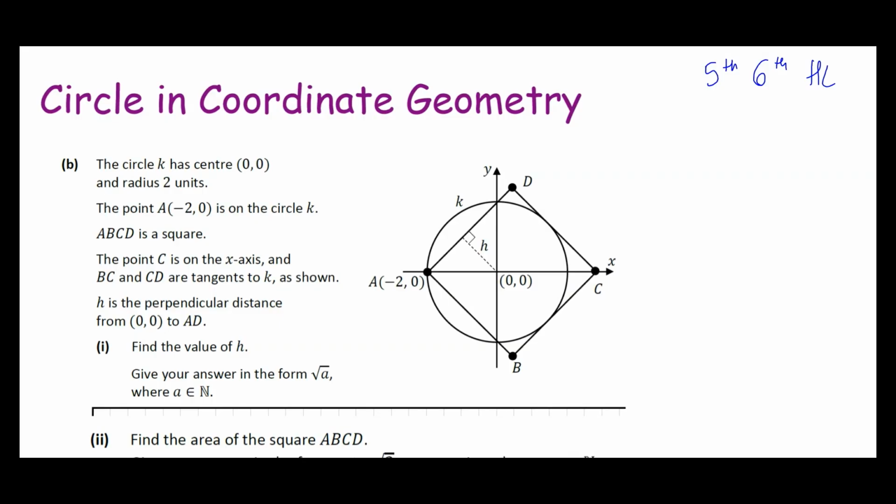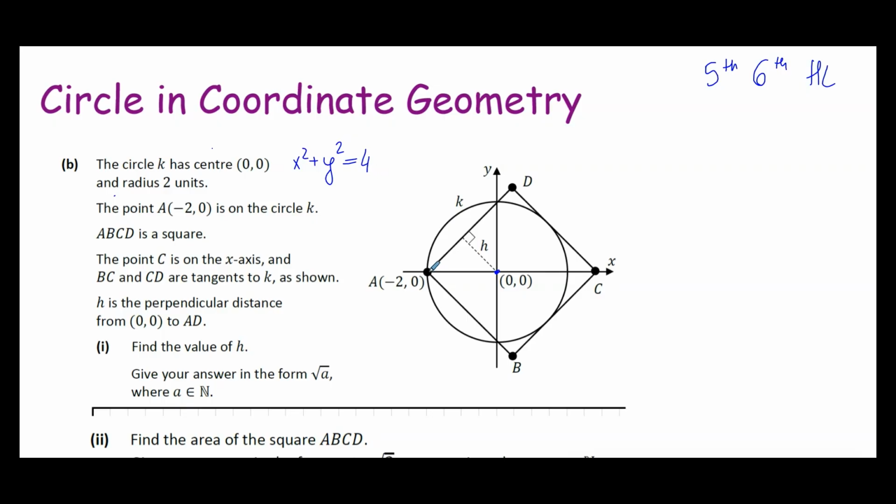We are still talking about circles in coordinate geometry. Let's have a look at this example. Circle K has center (0, 0) and a radius of 2 units. We can see that's the center, and the radius goes in every direction from the center, don't forget that. Straight away we know that if my circle is at (0, 0), this will be the equation of the circle: x to the power of 2 plus y to the power of 2, and on the other side, radius to the power of 2.